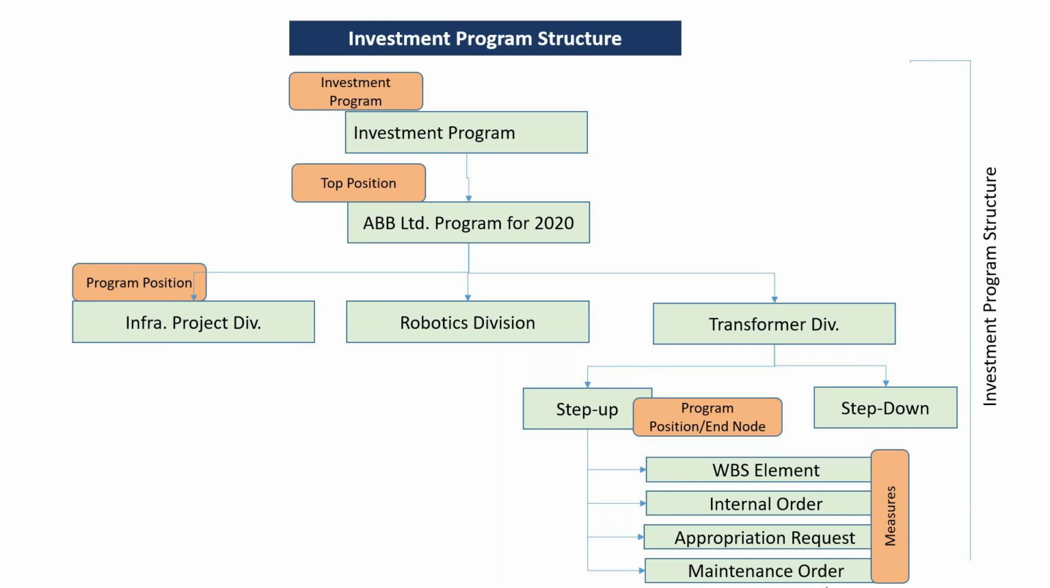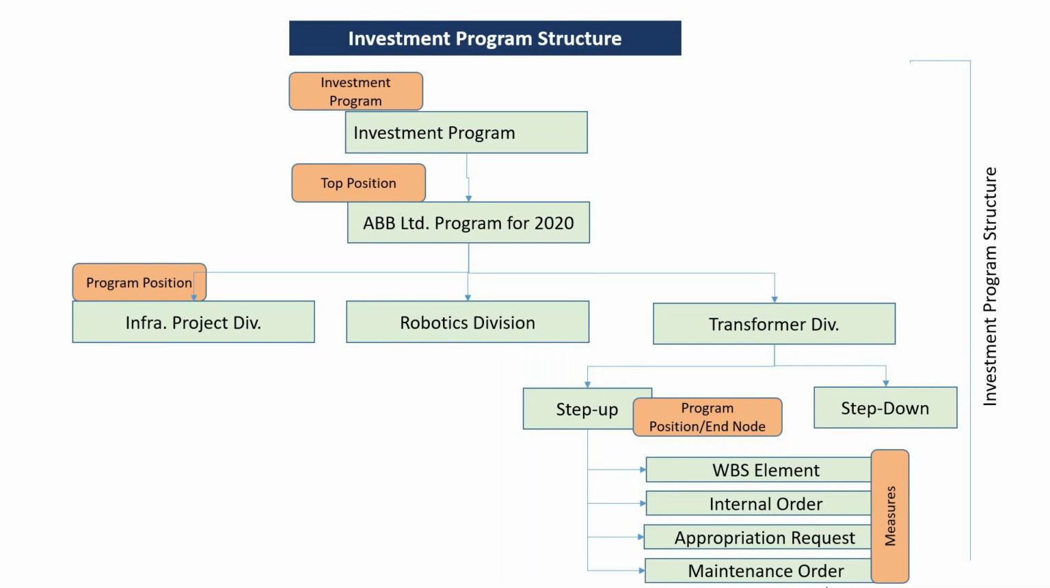You may have this question in your certification also, that they will give some options. Just let us know what are the measures available. Or in an interview also it can be asked that if you have used investment management, what are the different measures being used in investment management. So here are examples: WBS element, appropriation request, internal order and plant maintenance order.